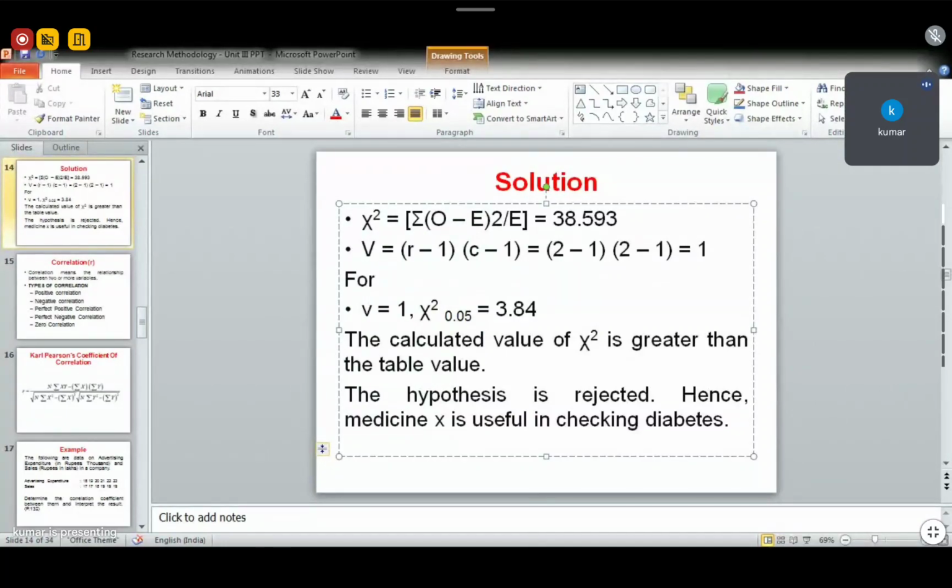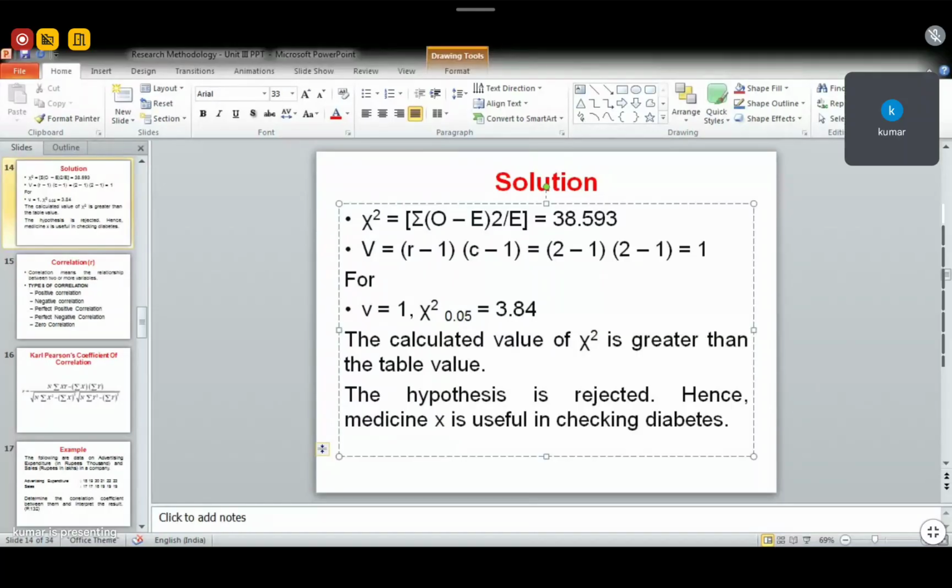Now, finally, what happens as the calculated value is more than the table value, we have rejected the null hypothesis, right? When you reject the null hypothesis, what happens? What is the null hypothesis? It has no effect. You reject that. What will happen then? It has an effect. Okay. Do you follow this or not? Now I will tell you how to find out the table value from the chi-square table.